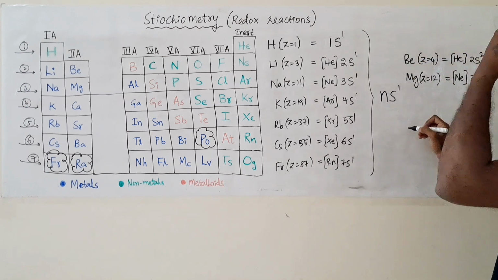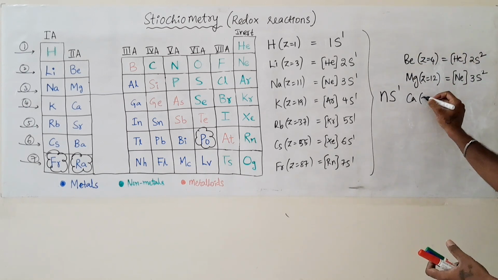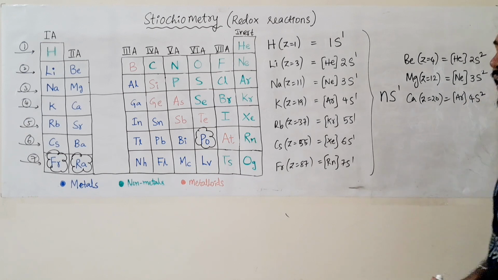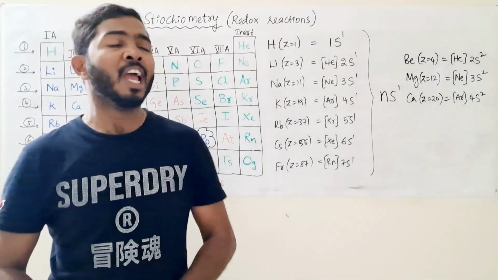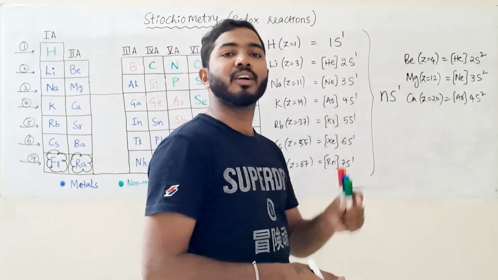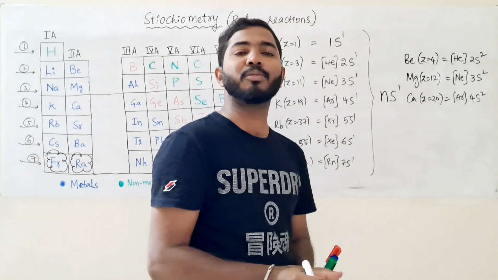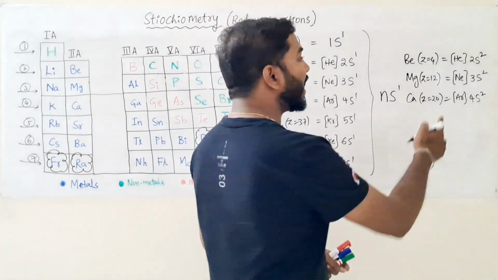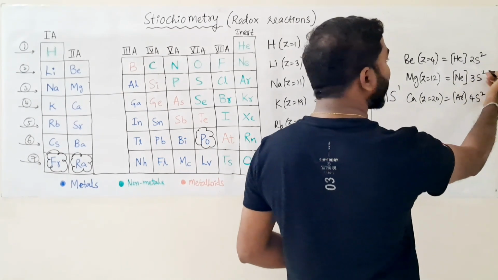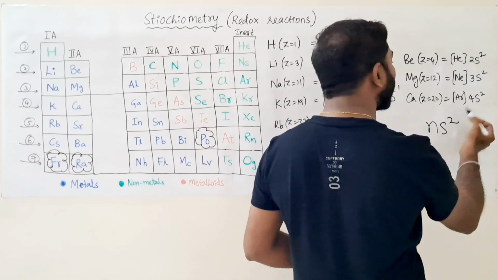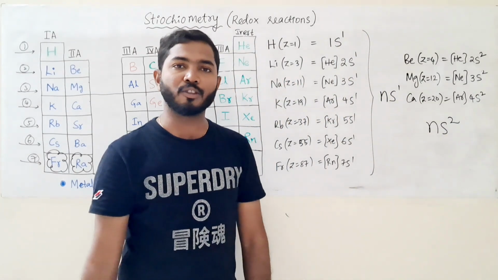Similarly, next if we move to calcium, it is going to be argon 18 and then fourth period, s block, and then 2A group. That's it, 4s2. So likewise we can write down the electronic configurations of the complete 2A group elements. And now if we observe the outermost electronic configurations of all the 2A group elements, they are going to be 2s2, 3s2, 4s2. The overall general electronic configuration of the 2A group elements is going to be ns2.